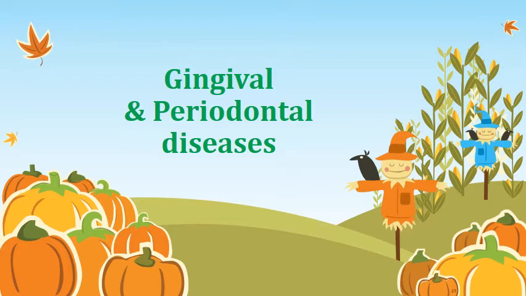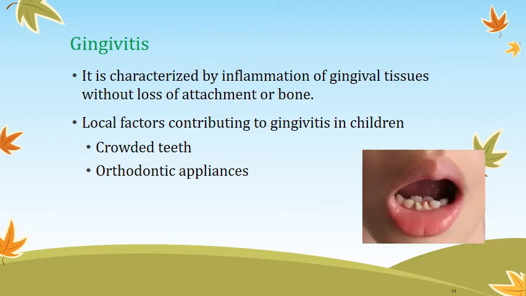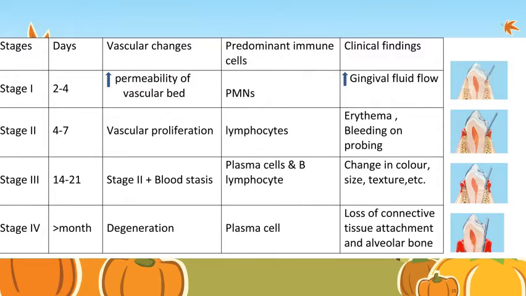Coming to the gingival and periodontal diseases. Gingivitis is simply inflammation of the gingival tissue. However, there should be no loss of attachment or bone. Now there are many contributing factors also. Some are written here. Stages of gingivitis. Stage 1, stage 2, more common in child patient, more commonly seen.